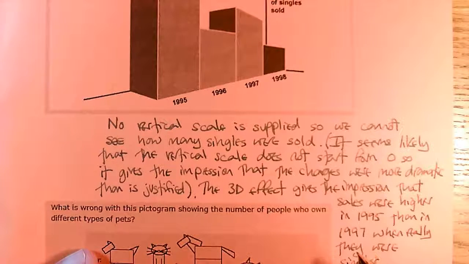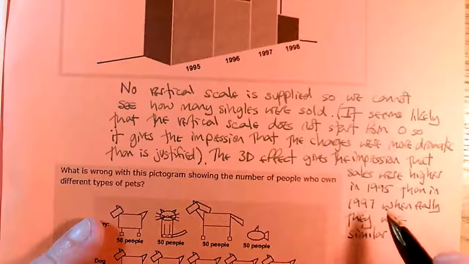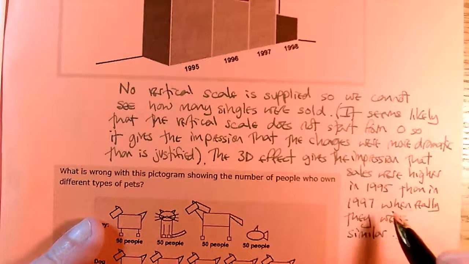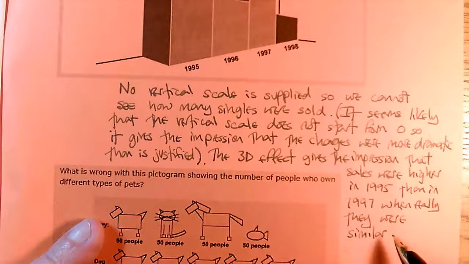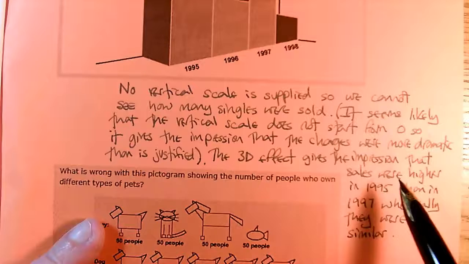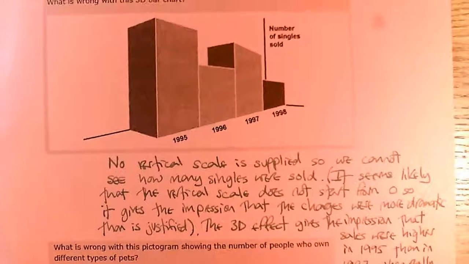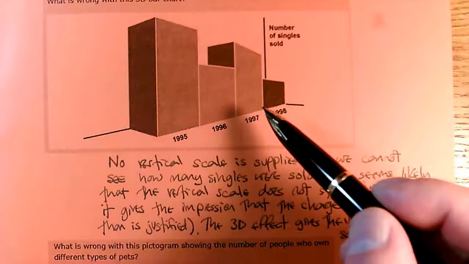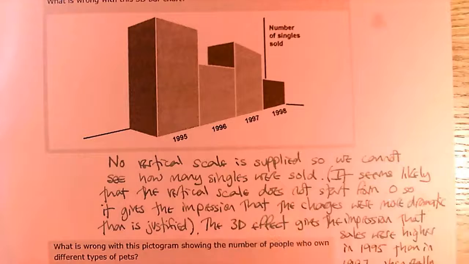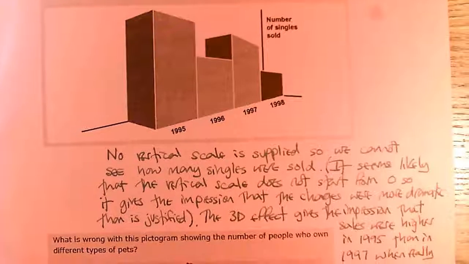So that's the first thing. Say what effect is given, and then say what the real state of affairs is when really they were similar. So that last sentence follows the template that you say what the visual effect is and you say what the real state of affairs is. So it looks like it's gone down from 1995 to 1997 when in fact it's probably about the same.